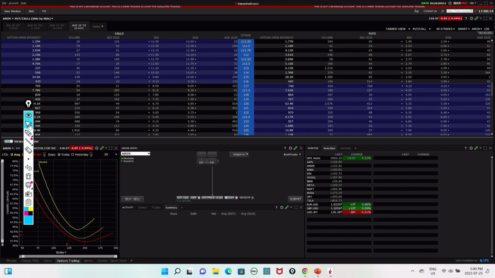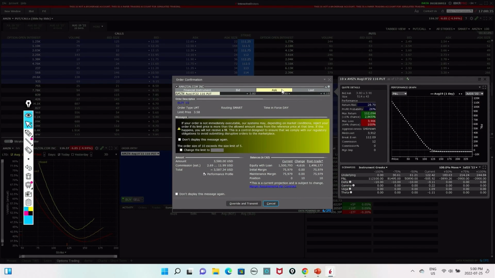You go ahead and buy some puts over here. You're doing 10 contracts. Each contract is $358. You're doing 10 of those, so that's about a $3,500 investment from you. So let's go ahead and press submit and see what the payout diagram looks like.